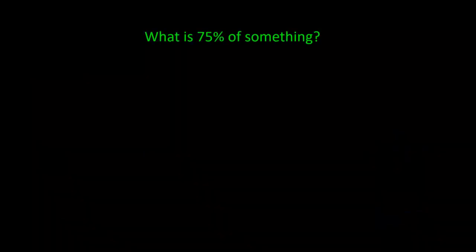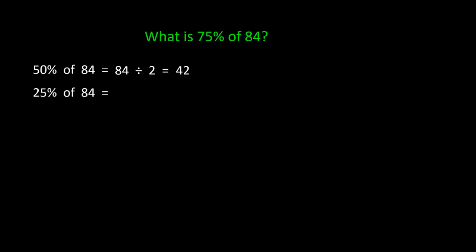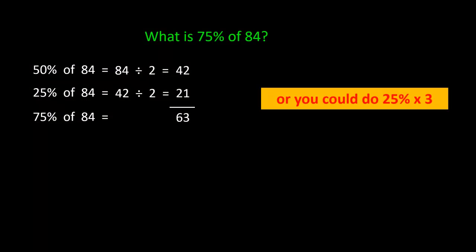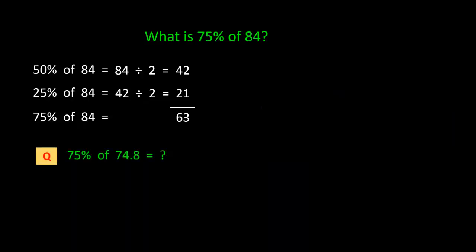Okay, what about 75% of something? So let's have a look. What is 75% of 84? Well, first up, 50% of 84 is 42. So now we're going to find 25%, which is 42 divided by 2. So that's 21. And then to get 75%, we're going to add them up. Another way that lots of people use is to find 25% and times it by 3. It's up to you. The best way is the one that you're comfortable with. So over to you now.